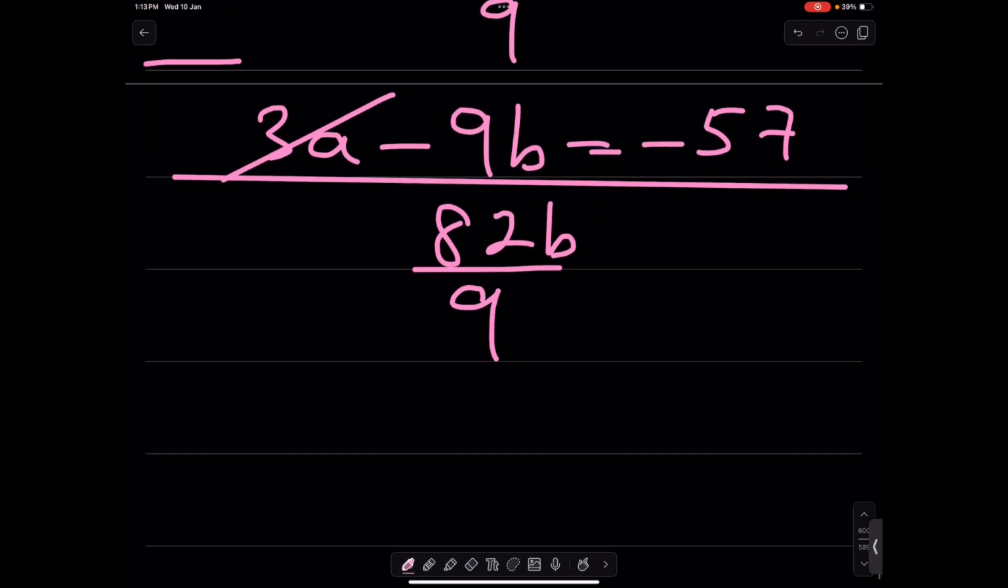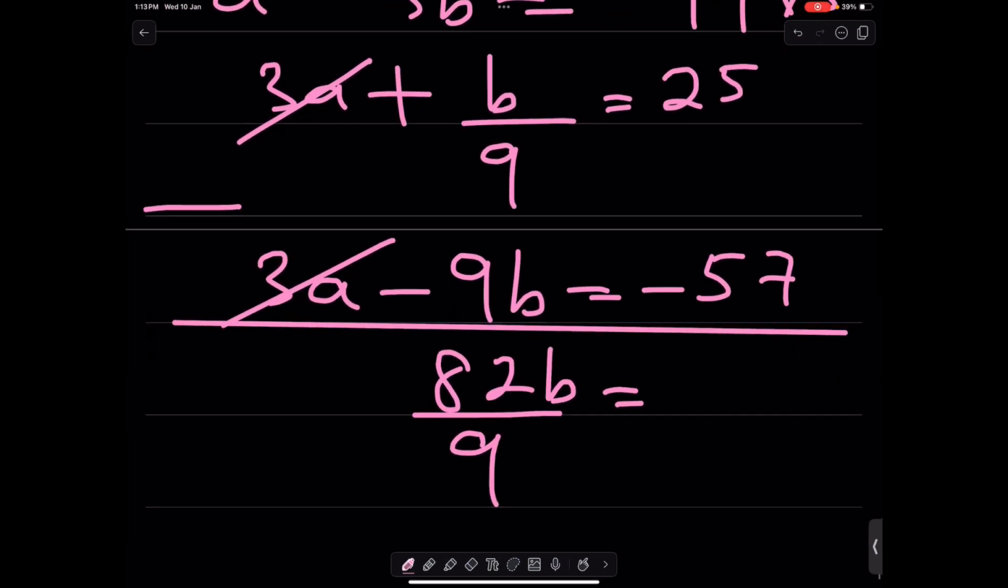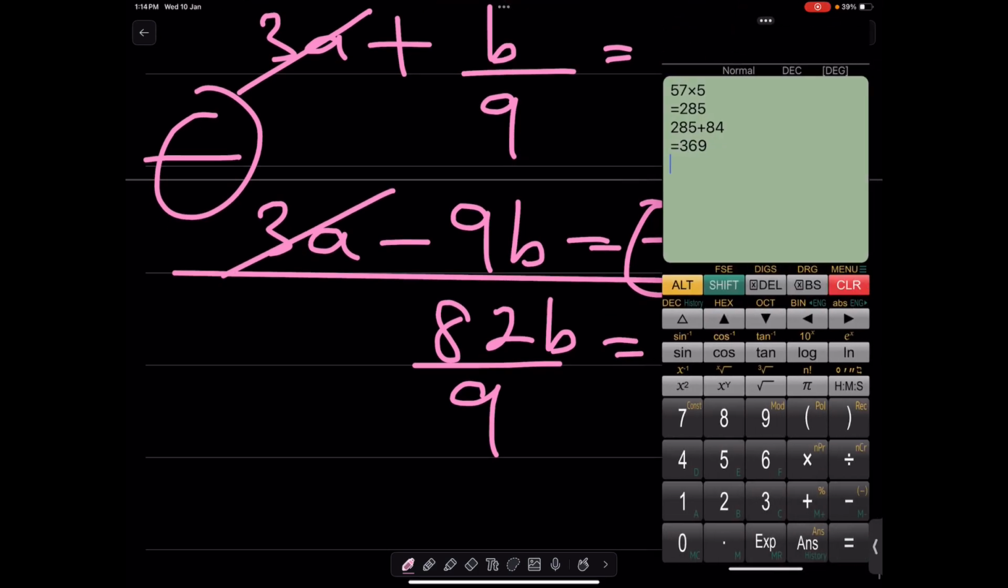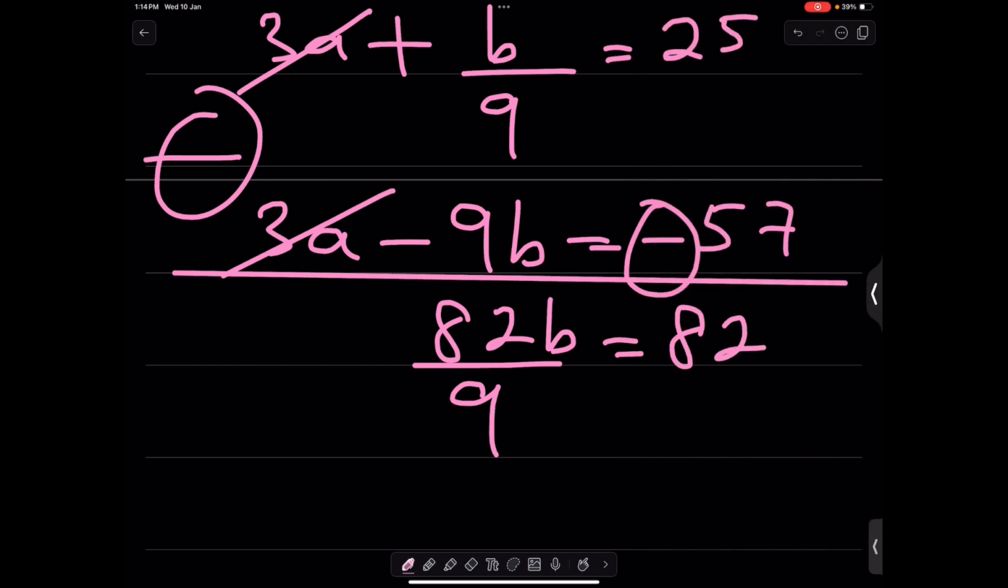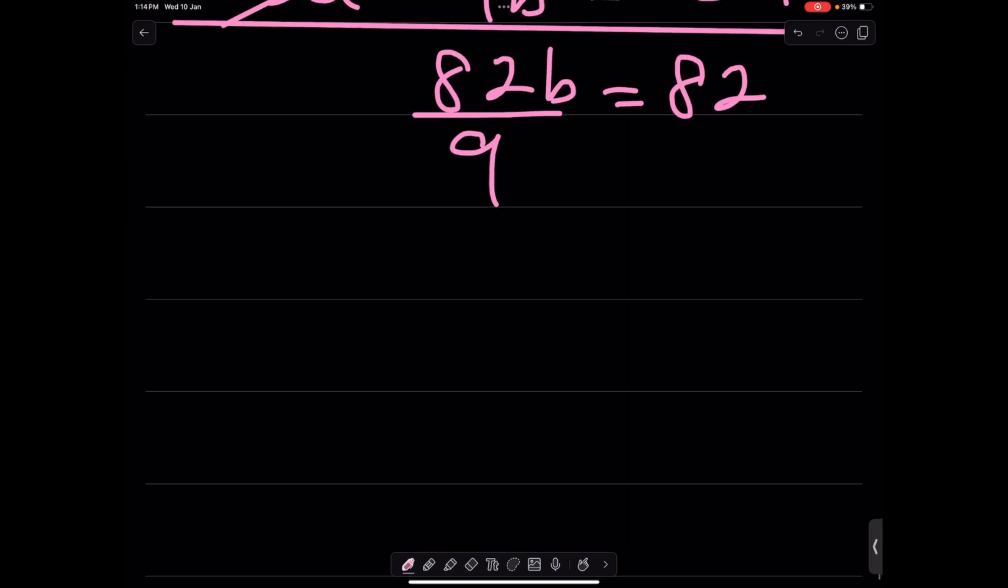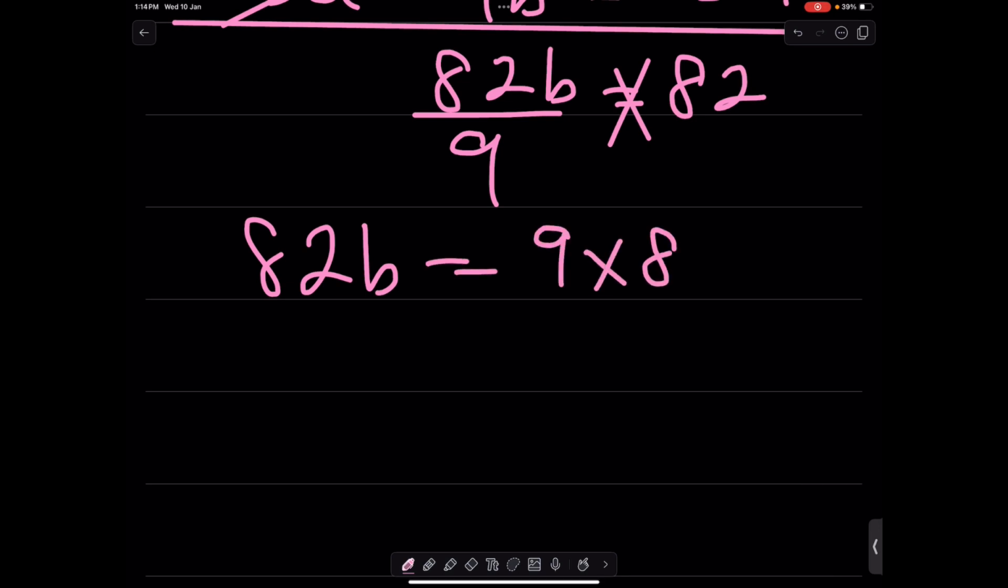Now 82b over 9 is equal to 25, minus times minus is plus. So that's 25 plus 57, which is 82. What does that give us? That simply means 82b over 9 equals 82. If we cross multiply, that simply means 82b equals 9 times 82.